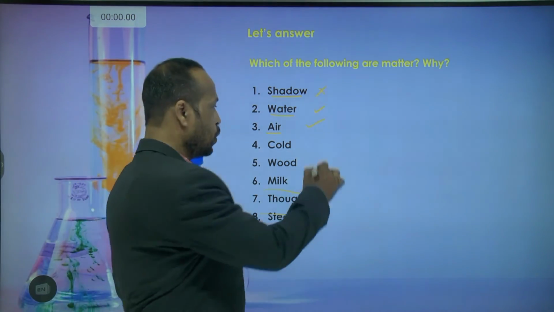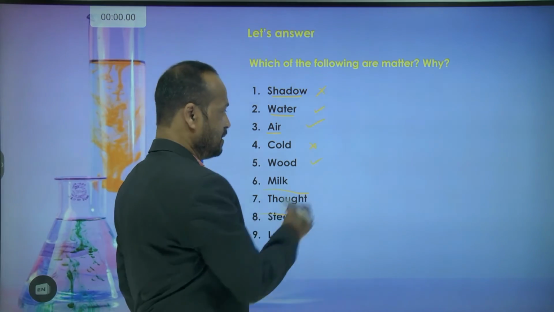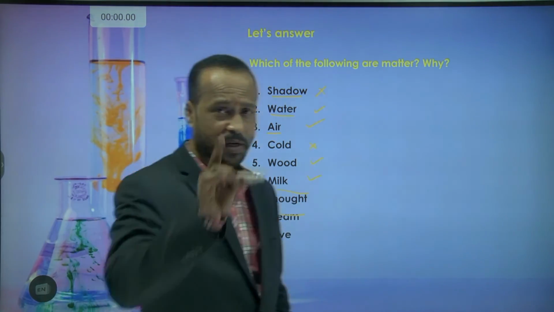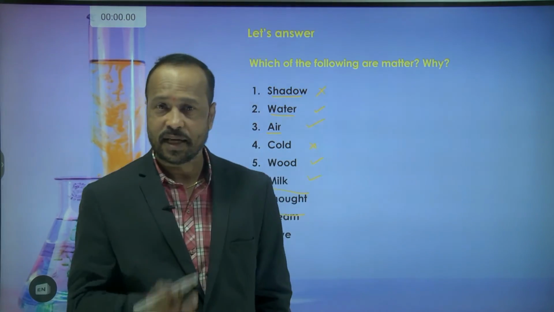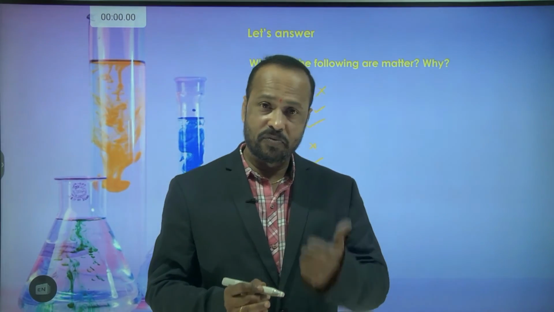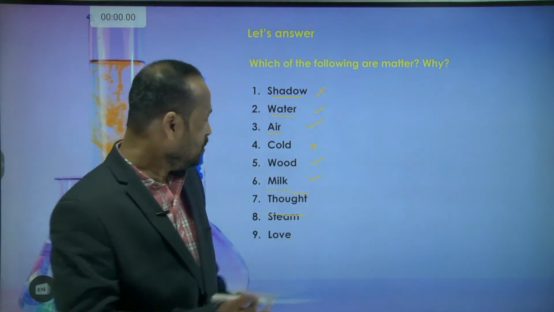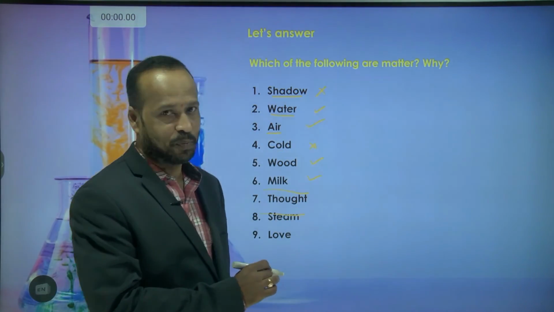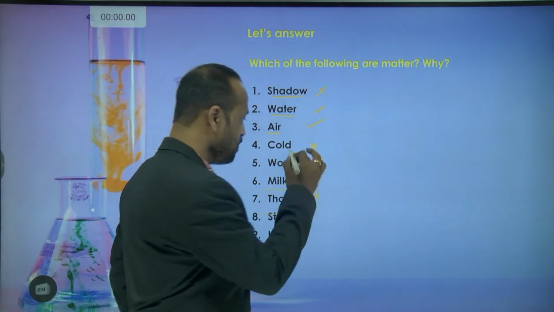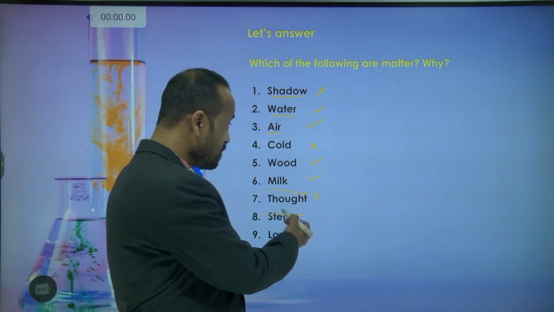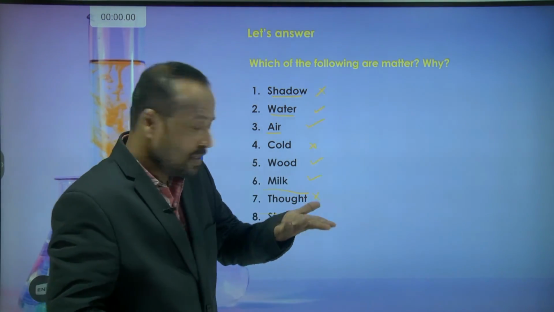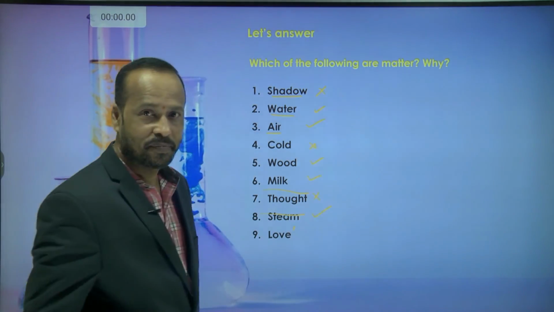Wood, again, it's matter. Milk, matter. Now let's come to thought. I think you are regularly thinking how to score good marks in the examination. You are making some plans to be the top of the school, top of the class. So you are always thinking, but do your thoughts come under matter? No, because they do not have any mass. So this is not matter. Steam, of course, is matter because steam is nothing but a form of water. After boiling, water is converted into steam. So this is matter.